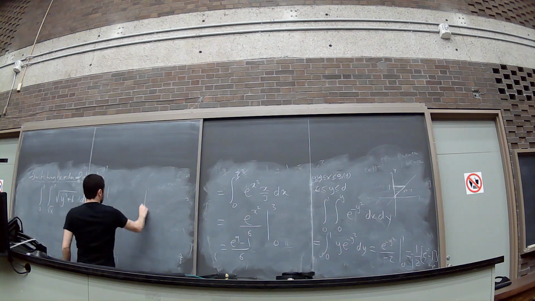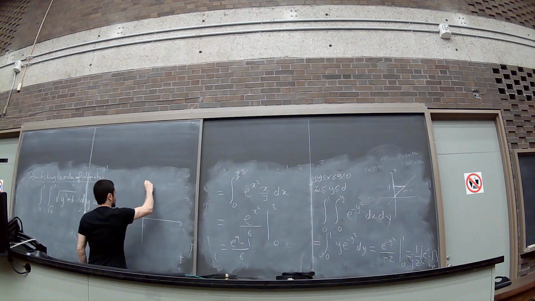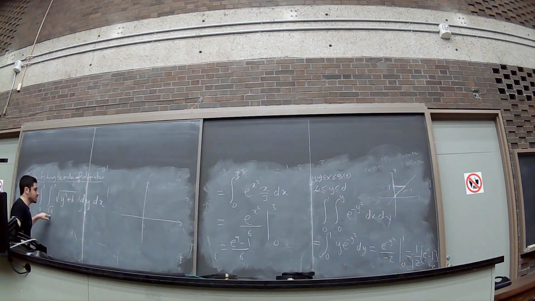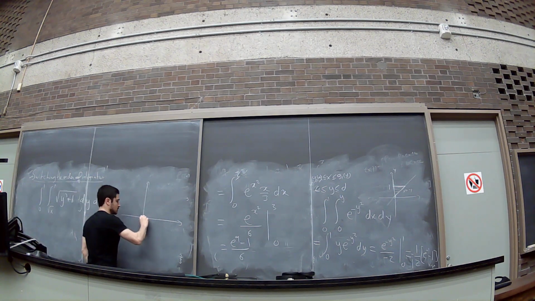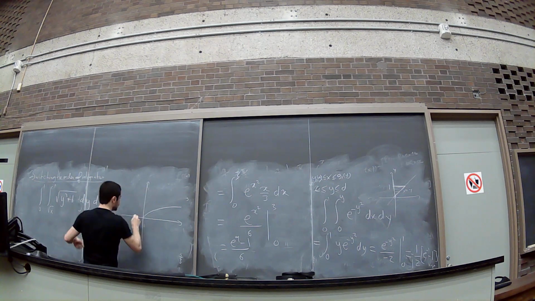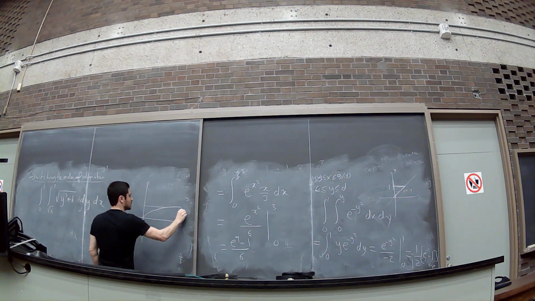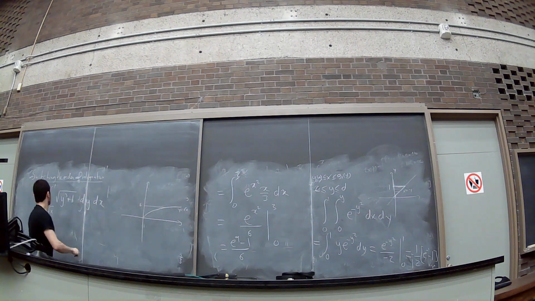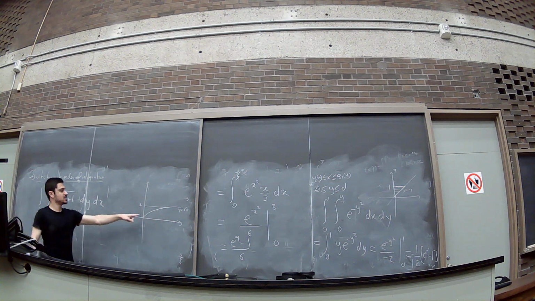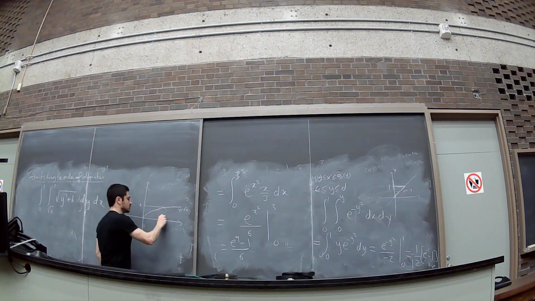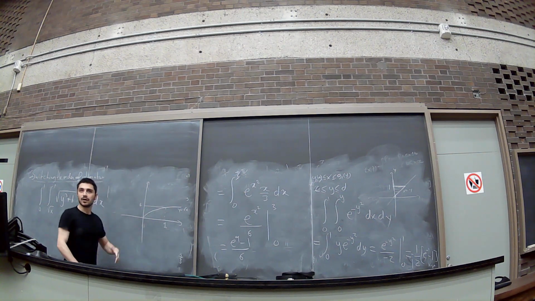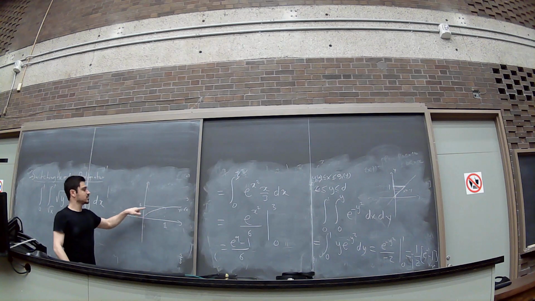Let's sketch this. So what are the curves that I need? I need y equal to root x, and y equal to 1. And x varies from 0 to where? 0 to 1. If y is equal to root x, and y is equal to 1, what is x equal to? 1. Agreed?